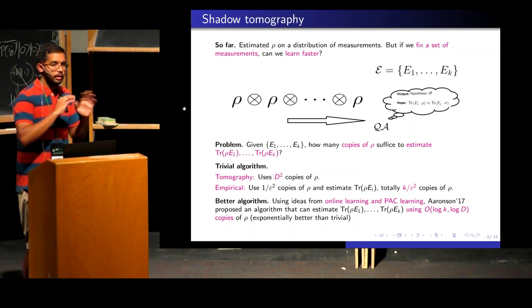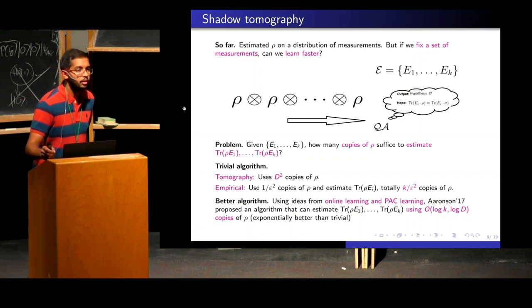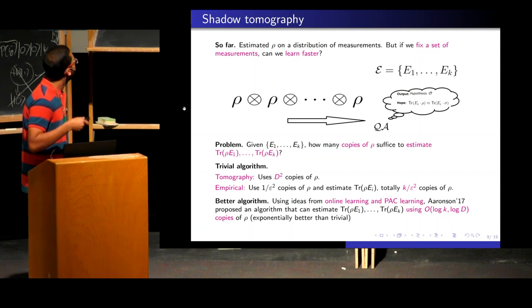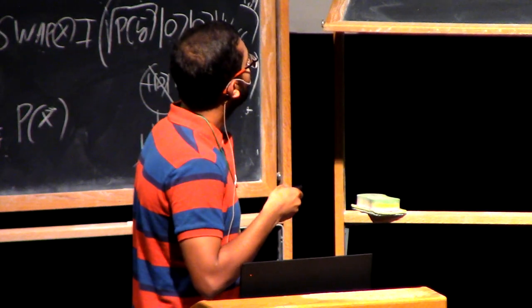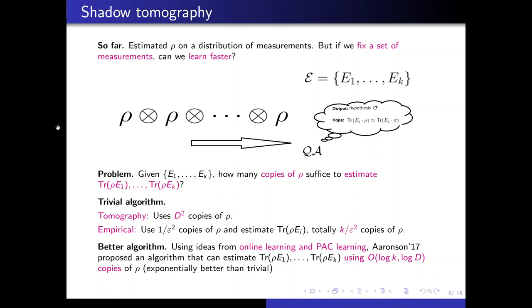Is the model clear, or if there are any questions, I'll be happy to answer now. Yeah. Right, so what do I do? Think of EI as just an operator between 0 and identity. I just perform the two outcome measurement, E1 comma identity minus E1, on rho. I keep repeating for 1 over epsilon squared many measurements, and I get an epsilon approximation.